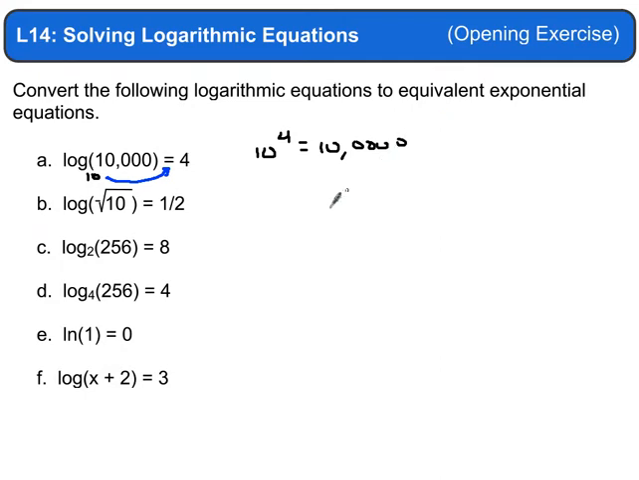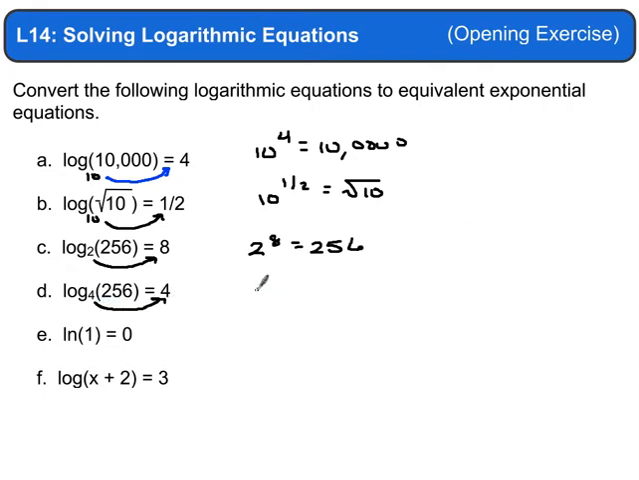10,000. Same thing here, we have a base of 10, so we scoop up that 1/2. So we say 10 to the 1/2 power is equal to the square root of 10. We scoop up this 8, so you have 2 to the 8th power is equal to 256. This 4 is going to scoop up this 4, so 4 to the 4th power is 256.